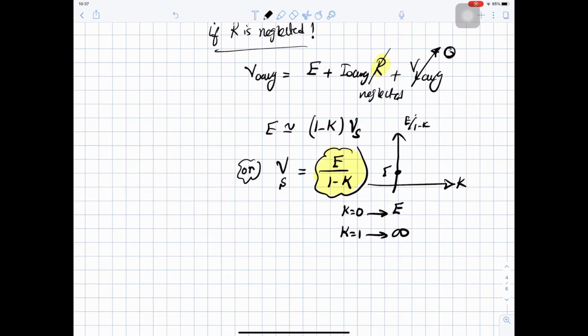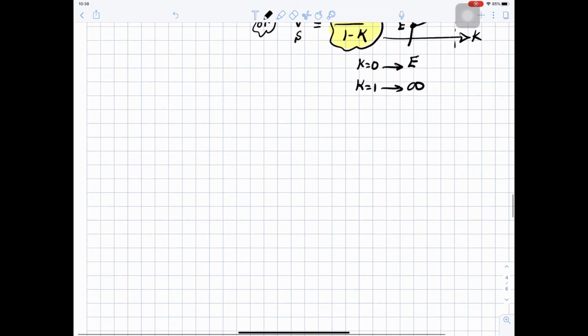So you will start from E and it will go to infinity. So you can boost the E up to infinity. So you can increase the back EMF coming from the machine to infinity. So what is the meaning of this?